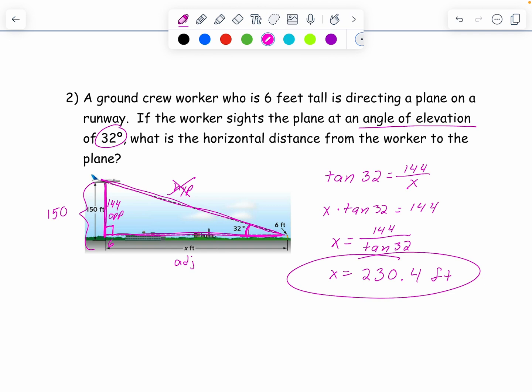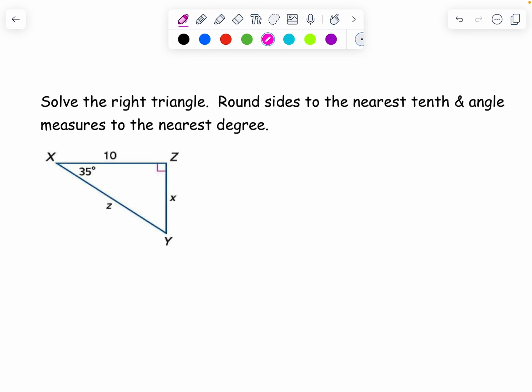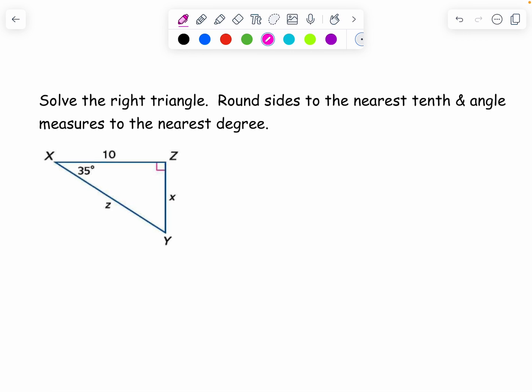Okay, so we have one last problem, and the wording is really kind of everything here. So for this last problem, it tells us to solve the right triangle. We're going to round sides to the nearest tenth and angle measures to the nearest degree. So just like the other ones. Now, what we have to understand though is that when it says solve the right triangle, that means you need to find anything that is not already given to you. By the time we're done, we have to know the length of all three sides, and we have to know the measure of all three angles.